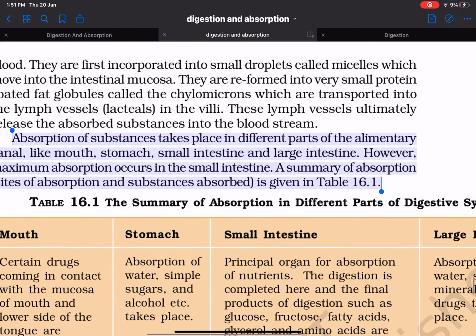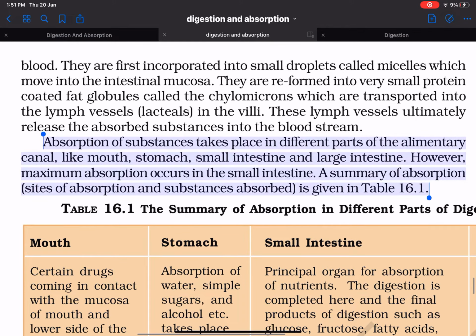Absorption of substances takes place in different parts of the alimentary canal, like the mouth, stomach, small intestine and large intestine. However, maximum absorption occurs in the small intestine. A summary of sites of absorption and substances absorbed is given in Table 16.1.